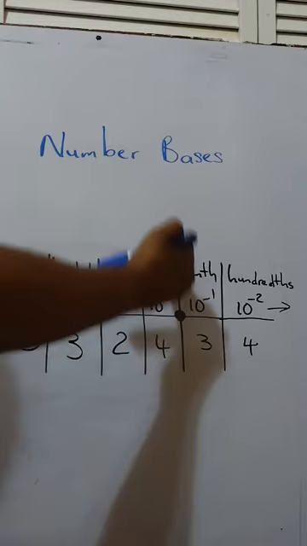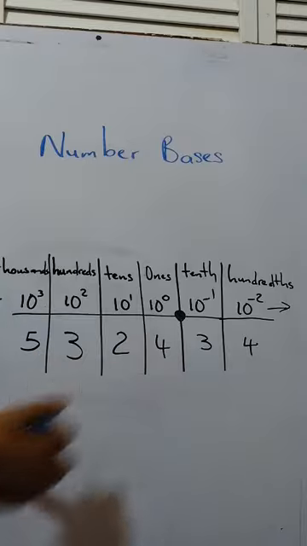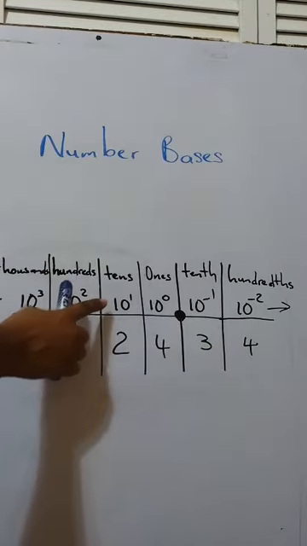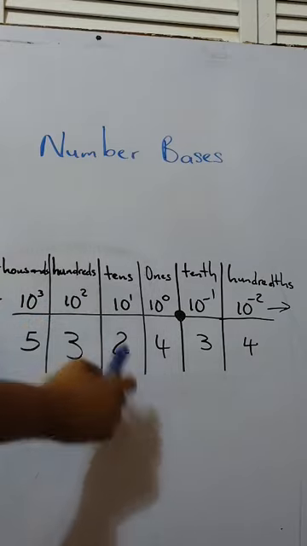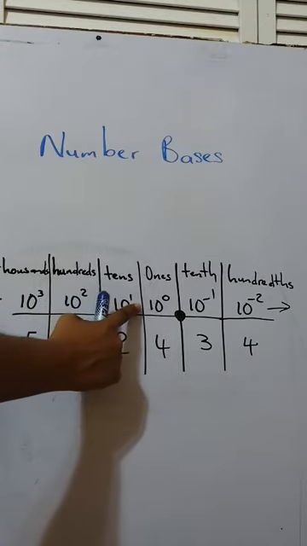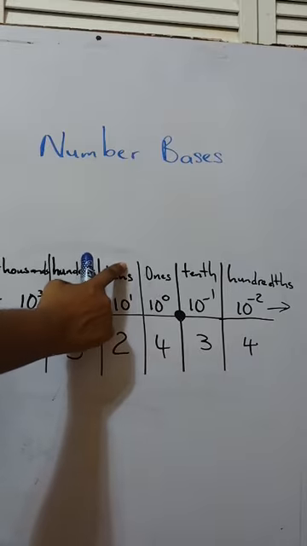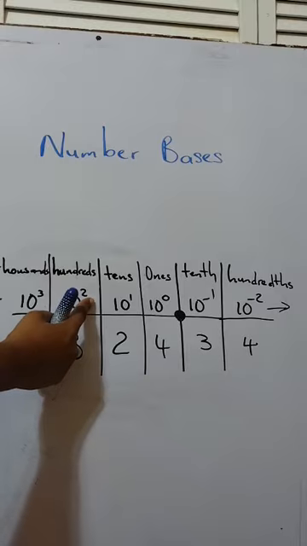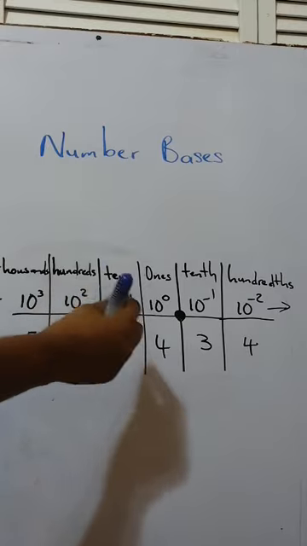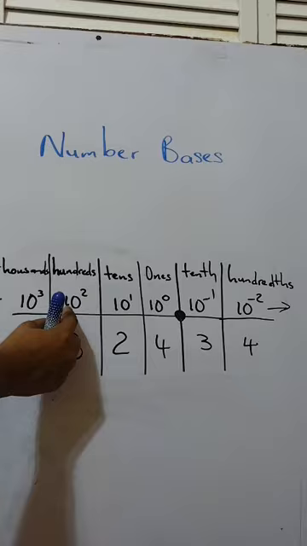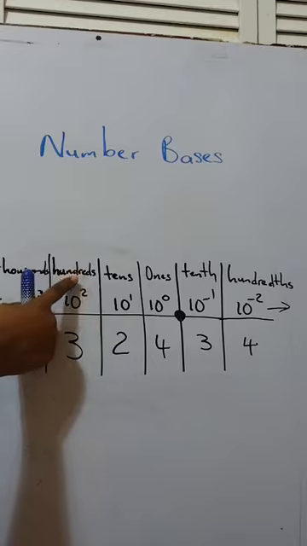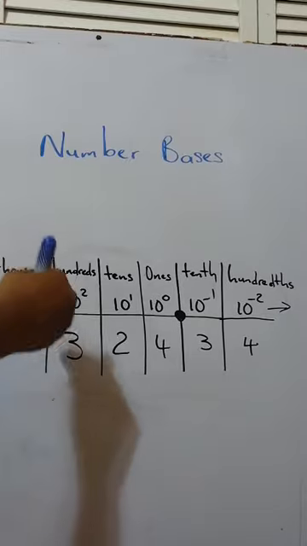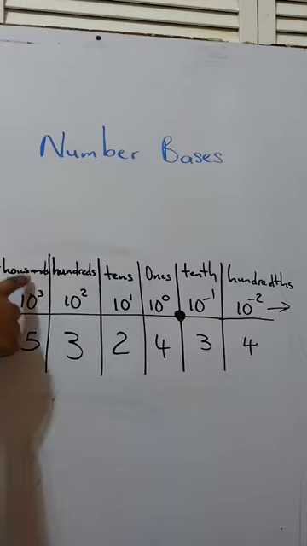So any number within this column will attract 10 to the 0 power. Then the number within this column will attract 10 to the first power, and 10 to the first power is 10, still 10. In the hundreds column, 10 to the second power, however, is 10 times 10, because raising it to the second power means to multiply it by itself. 10 times 10, that's 100. 10 to the third power, multiplying 10 by itself 3 times, will give us 1,000.